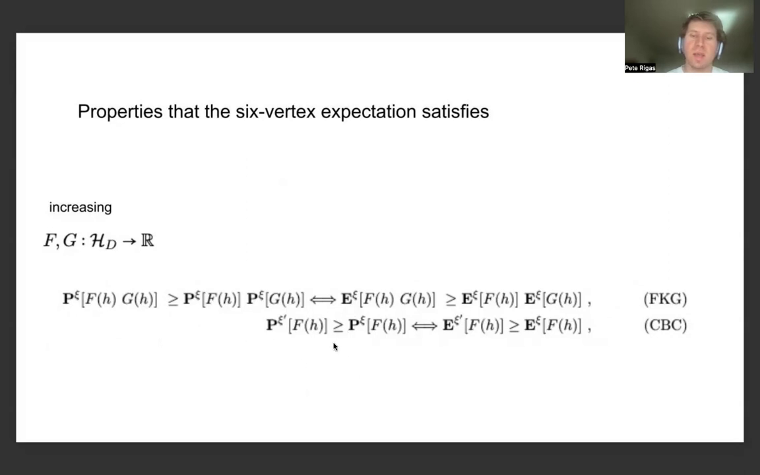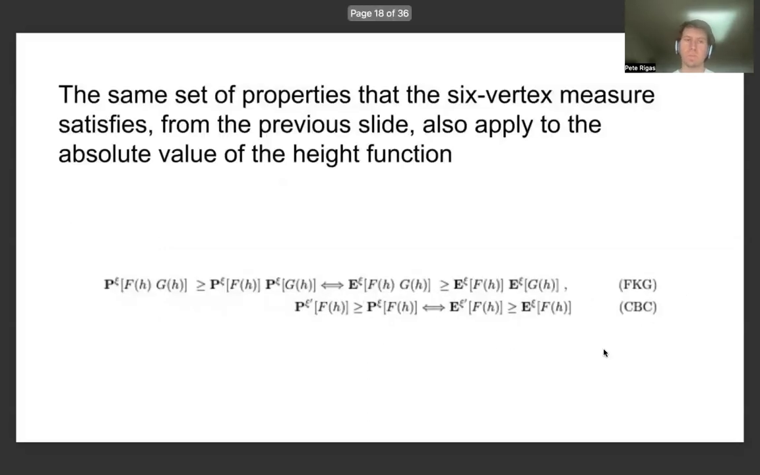And this is to say that under sloped or flat boundary conditions, we can establish some type of domination requirements or stochastic domination, in which boundary condition C prime dominating C implies that the probability of f of h under C prime stochastically dominates the probability of f of h under C, which also extends to the expectation under C prime and C boundary conditions. And the same set of properties that the six-vertex measure satisfies from the previous slide also apply to the absolute value of the height function.